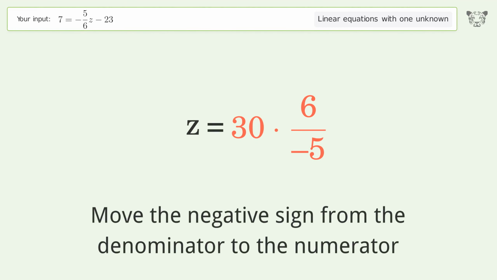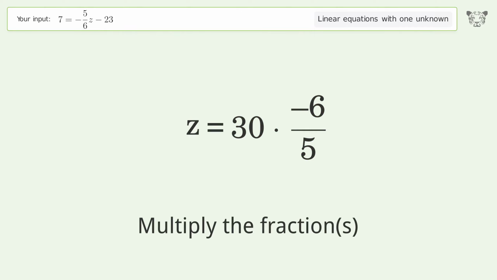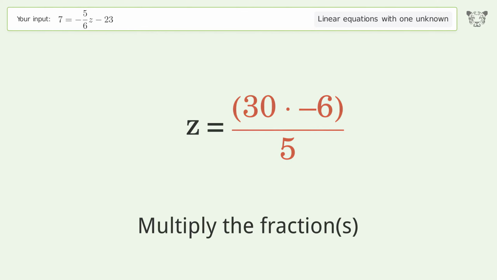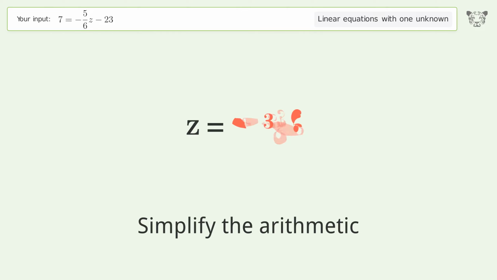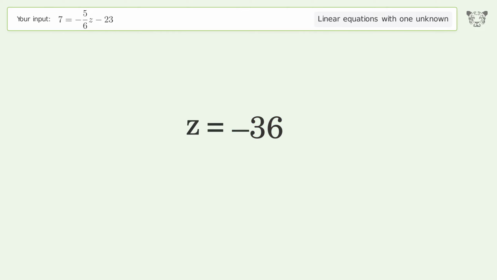Move the negative sign from the denominator to the numerator. Multiply the fractions. Simplify the arithmetic. And so the final result is z equals -36.